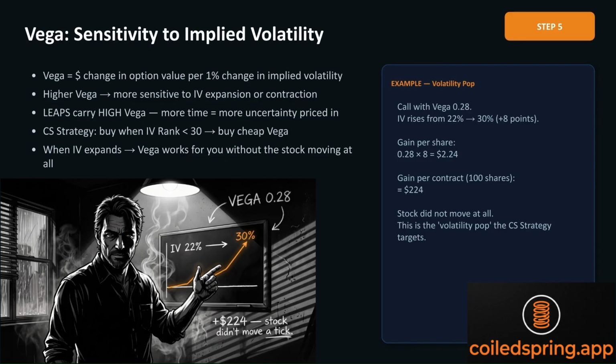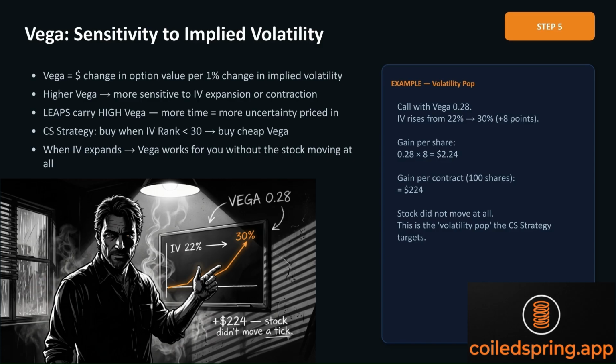This creates a fundamental opportunity. If you buy options when implied volatility is low, you're buying cheap Vega. You're paying less for the uncertainty embedded in the contract. When volatility subsequently expands, as it tends to do, the value of your option increases, even without any movement in the stock price. This is called a volatility pop, and it's one of the most powerful and underappreciated mechanics in options trading.